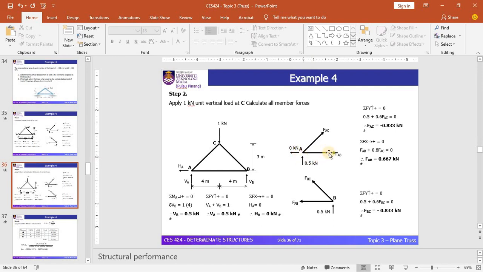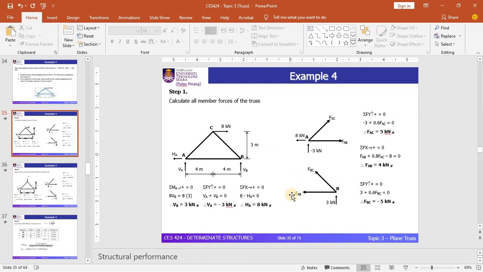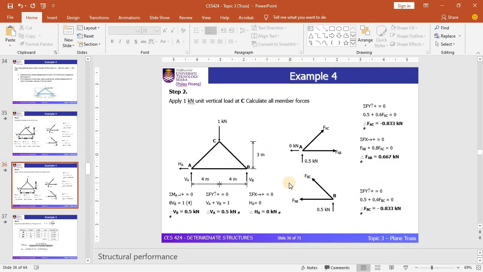For instance, here is the step to find the internal forces in members AC and AB by considering joint A, and then proceed with joint B to find the internal force in member BC. Once you have obtained all the internal forces for the real diagram and the virtual diagram, you can tabulate all these values in a table.